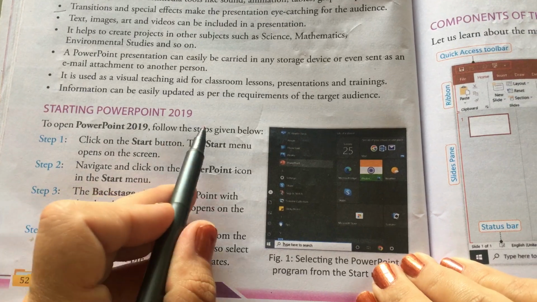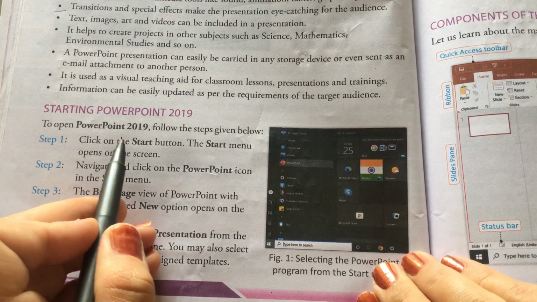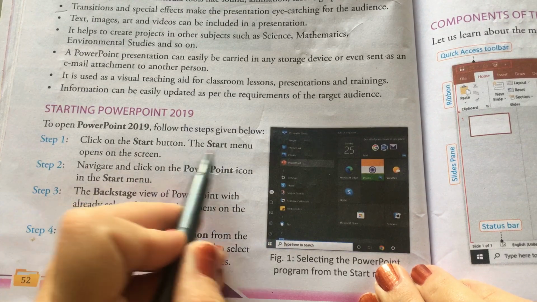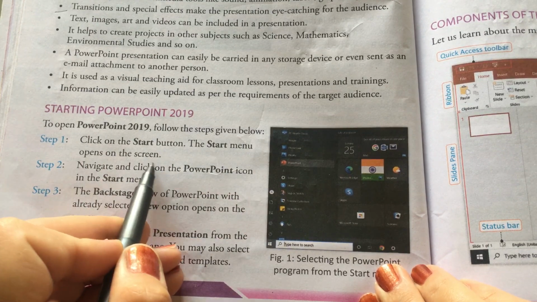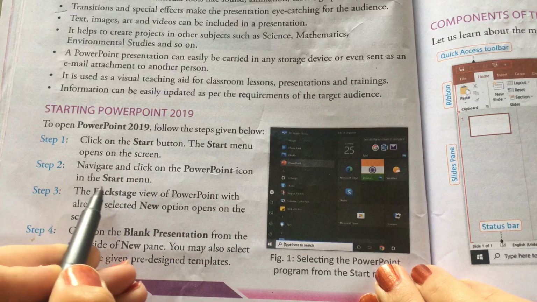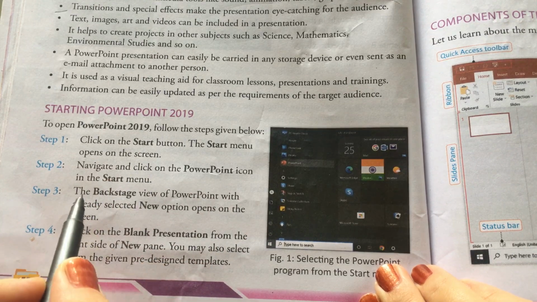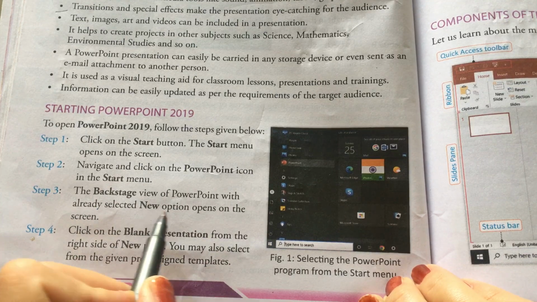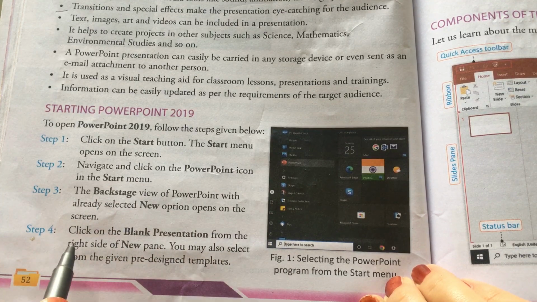Starting PowerPoint 2019. To open PowerPoint 2019, follow these steps. 1. Click on the Start button. The Start menu opens on the screen. 2. Navigate and click on the PowerPoint icons in the Start menu. 3. The Backstage view of the PowerPoint with already selected new option opens on the screen.